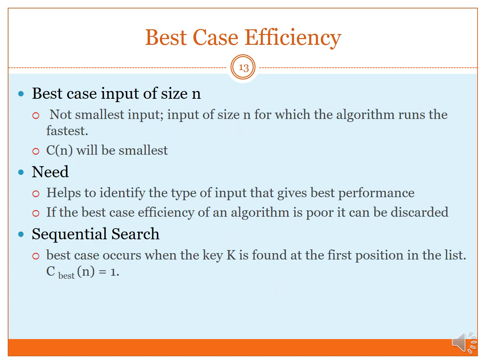The best case is when the algorithm performs the minimum amount of work. In sequential search, this happens when the desired element is found in the very first position. Only one comparison is required, so the best case of n equals 1. Although the best case performance is useful to know, algorithms are usually compared using worst case analysis.